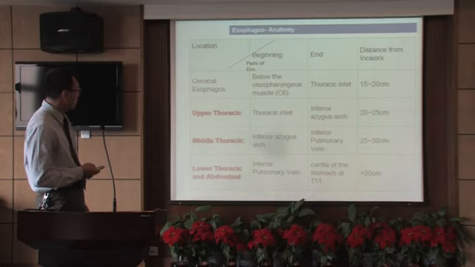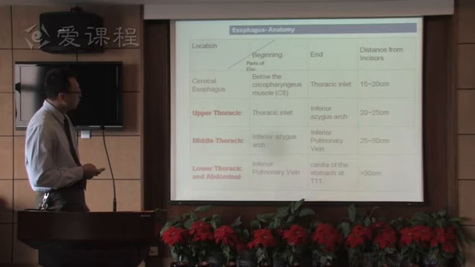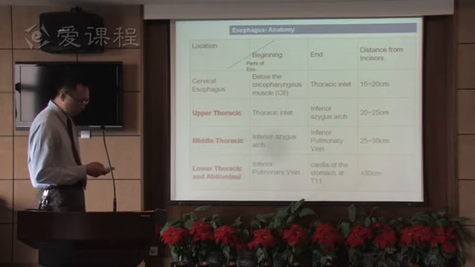The lower thoracic and abdominal part begins from the inferior pulmonary vein and ends at the cardia of the stomach at the T11 level, more than 30 centimeters distance from the incisors.